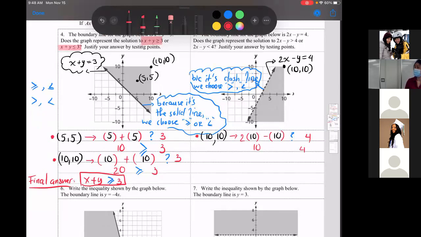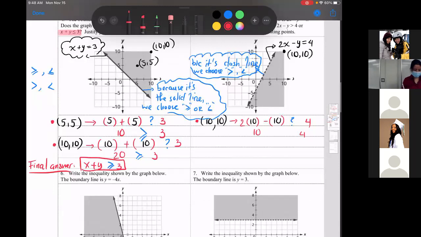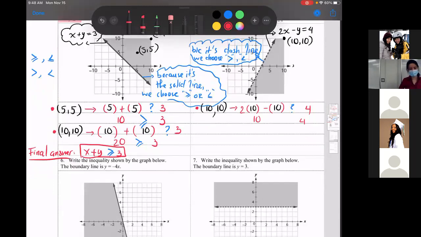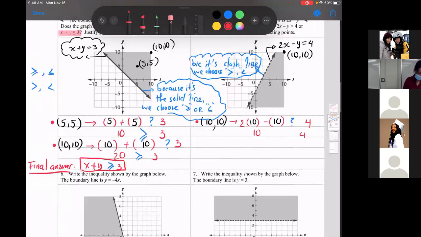Somebody pick 10, 10. Because that's a negative right there. At the bottom, in the shaded area. Oh yeah, you can pick negative 10. You can pick 10, negative 10. It's still gonna be true, but whichever region is shaded. So 10 is definitely larger than 4, and it's a dash line, so it's just gonna be greater than, right? No equal.